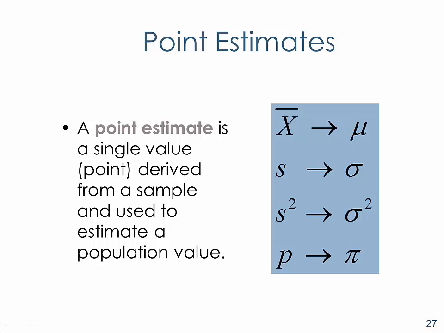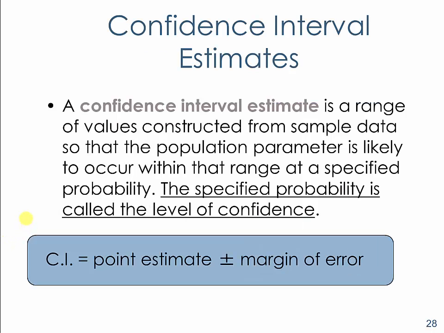But first, what is a confidence interval? A confidence interval estimate is a range of values constructed from sample data so that the population parameter is likely to occur within that range at a specified probability. The specified probability is called the level of confidence. So a confidence interval is the point estimate plus and minus the margin of error.